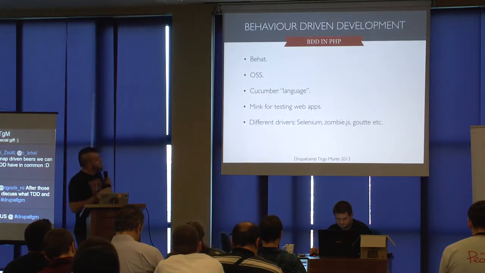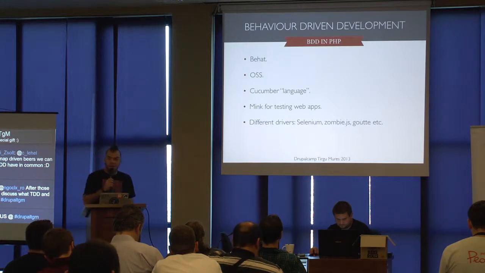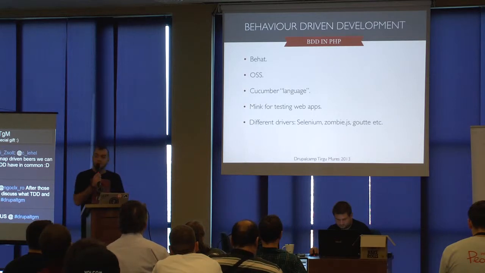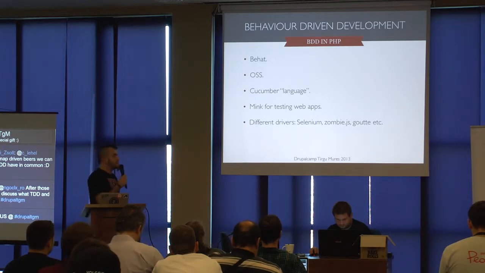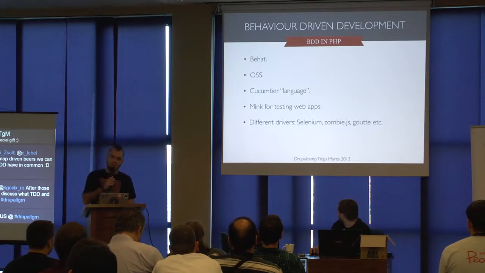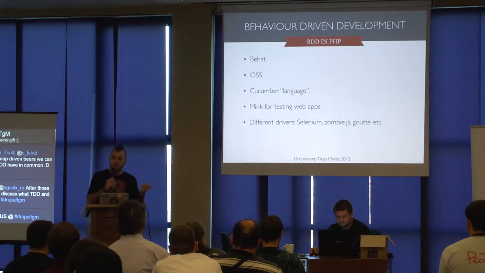So, BDD in PHP. For this, you're going to use a tool called Behat. It's available at behat.org. It's open source software, of course, and it uses a language which is called Cucumber. Sorry, this is a mistake. It's not Cucumber, it's Gherkin. So, the language is called Gherkin. And the thing you saw before that I showed you, that's the Gherkin language.